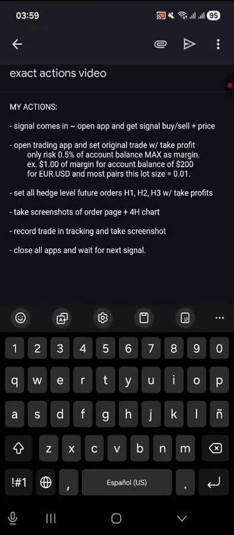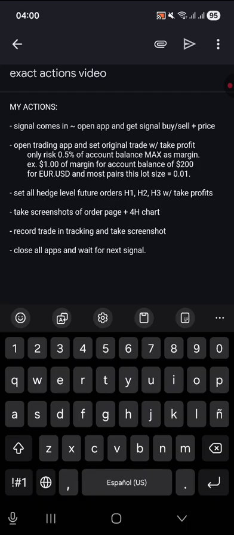So you can see the signal came in. I opened the signal app, get the signal, buy or sell trade, and I get the price. I open the trading app. I set the original trade with the take profit. I'm only risking 0.5%, half of a percent of the account balance, maximum as margin. This allows the market to move against me. It's very conservative. It allows me to profit on at least 99% of my trades. Almost every single trade I close is a profit. For example, $1 of margin risk for the account balance of $200.